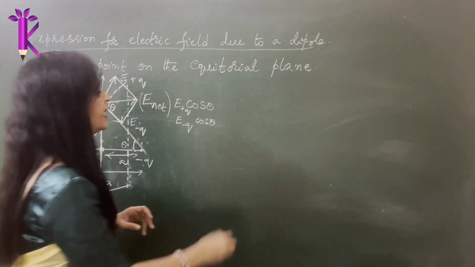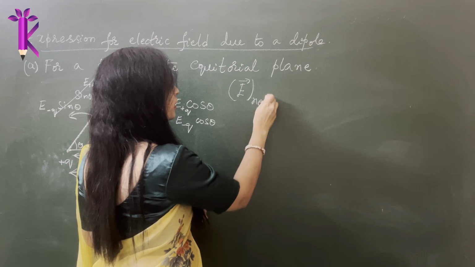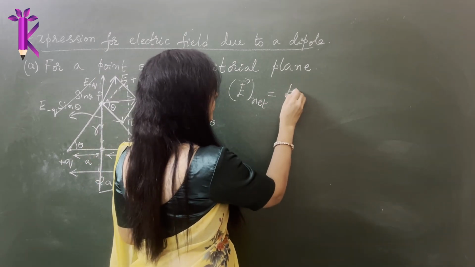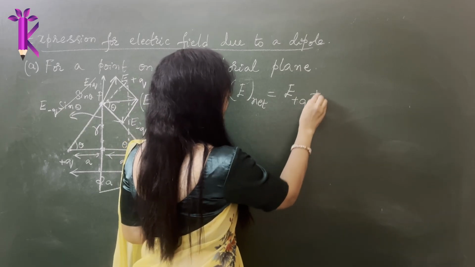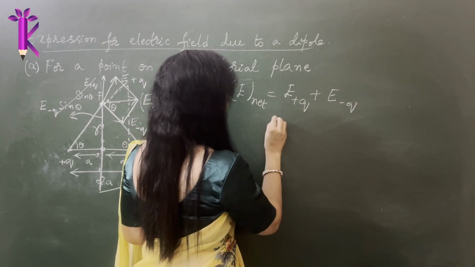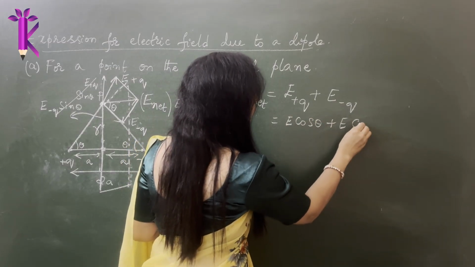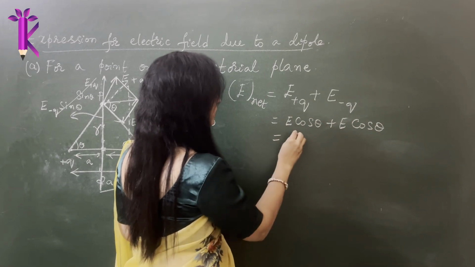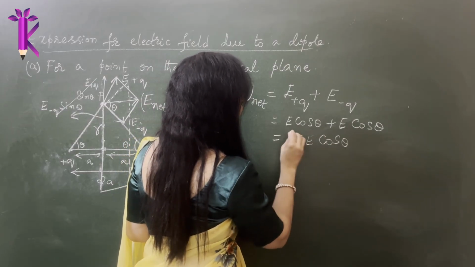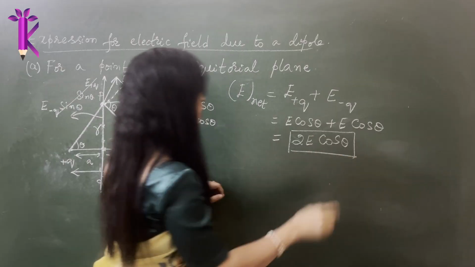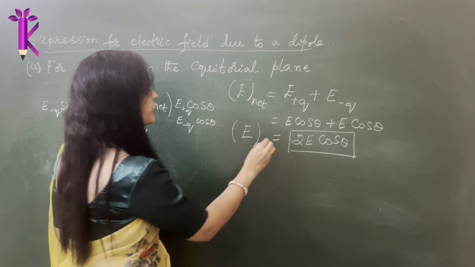So what will be your net electric field? The net electric field due to a point on the equatorial plane is given by E cos theta due to plus q plus E cos theta due to minus q. So therefore it is given by 2E cos theta. You just have to calculate the value of cos theta and write the expression for E. Thereby you will arrive at the expression for the net electric field.